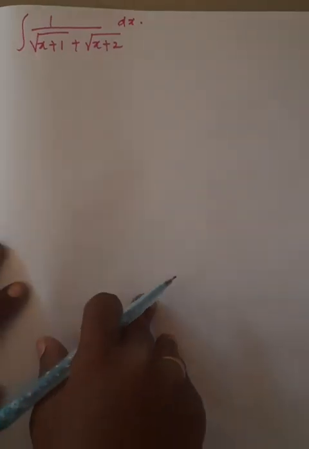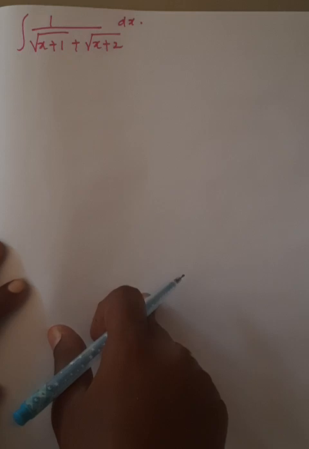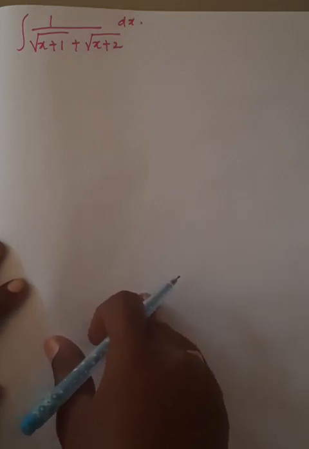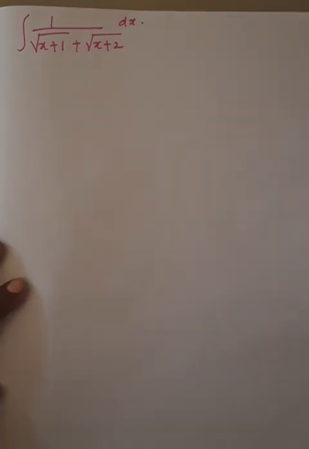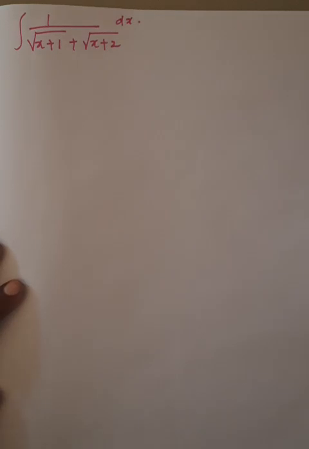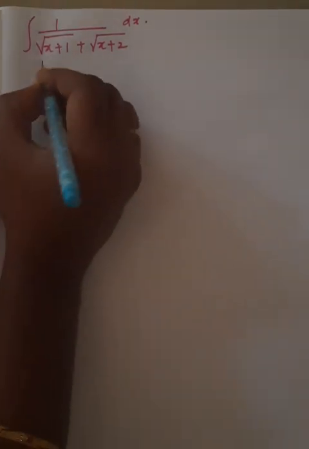Now our next question is integration of 1 by (under root x plus 1 plus under root x plus 2) into dx. This problem can be solved by the rationalizing the denominator process. So the rationalizing factor of the denominator root x plus 1 plus root x plus 2 is root x plus 1 minus root x plus 2. So in the middle we have to replace plus with minus.